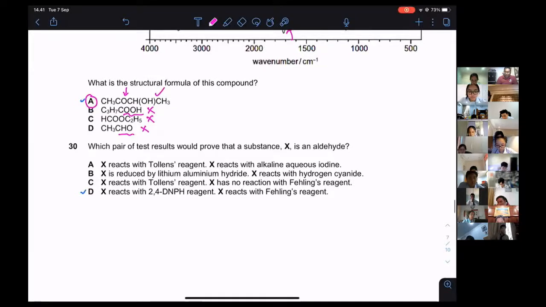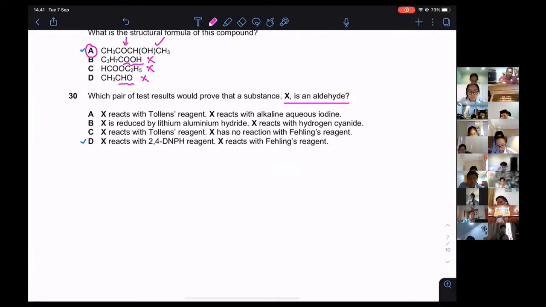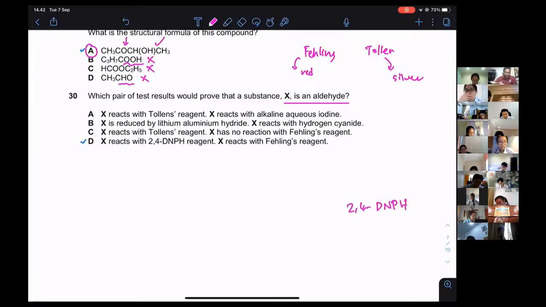Now, question number 30. Which pair of test results will prove a substance is an aldehyde? Do remember, if I have a carbonyl compound, aldehyde and ketone, only aldehyde can give you a positive reaction with Fehling's and Tollens' reagent. Tollens' reagent will give you the silver mirror. Fehling's will go from blue to the red precipitate, the brick red precipitate. Do remember aldehyde and ketone will react with 2,4-DNPH. So using this knowledge, we are going to identify how to prove X is aldehyde.